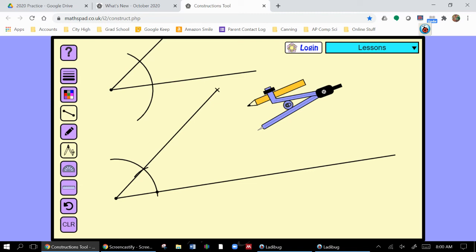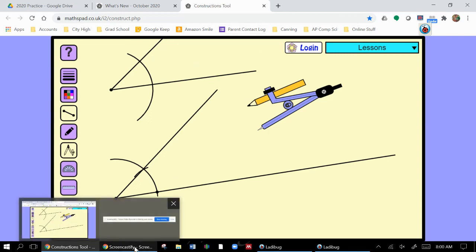Obtuse angle is going to work exactly the same way. Just make sure you give yourself some room on either side, and it might be helpful if you don't put it quite so close to the top like I did. That definitely made it a little bit more difficult. Other than that, that's how you copy an angle.